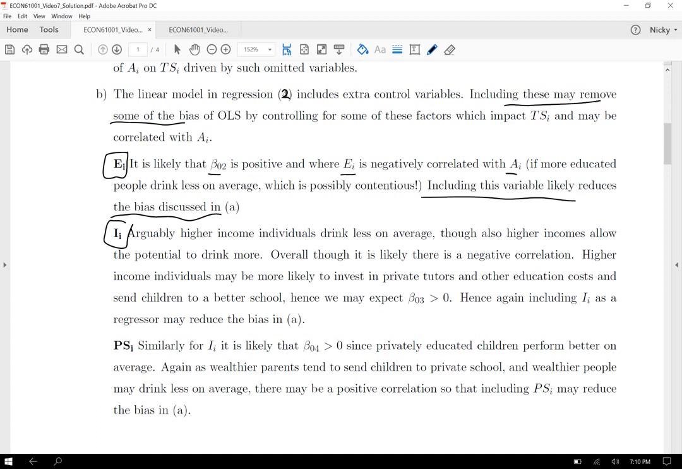It's likely that there's a negative correlation between income and drinking, and higher income individuals are probably more likely to invest in private tutors and so on and get a better education. So it's likely the effect of income on a child's test score is positive. What that means is that we've got income, which has a positive effect and is negatively correlated with how much they drink. So again, including income is likely to reduce the bias in A. It's removed some of this negative bias in part A.